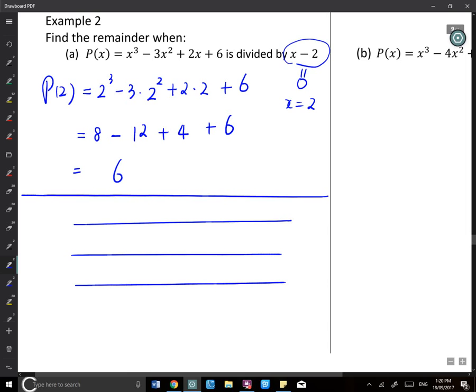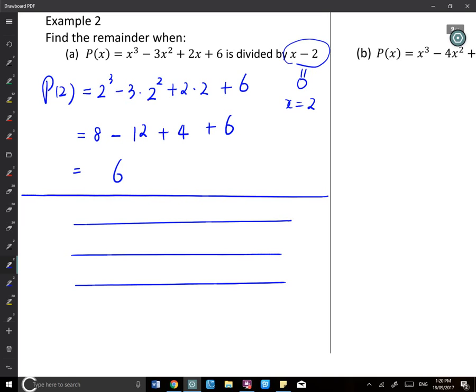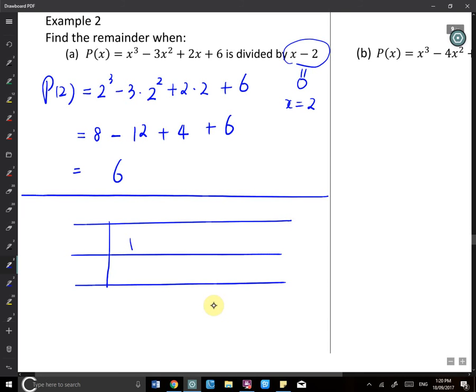You know why I say the box method is the best one? Because you not only get the remainder, you also get the Q(x). You get both things at the same time, and the calculation is actually easier than substituting values in. It's purely times and add, times and add. So we have 1, -3, 2, and 6, and what you're trying to sub is 2.